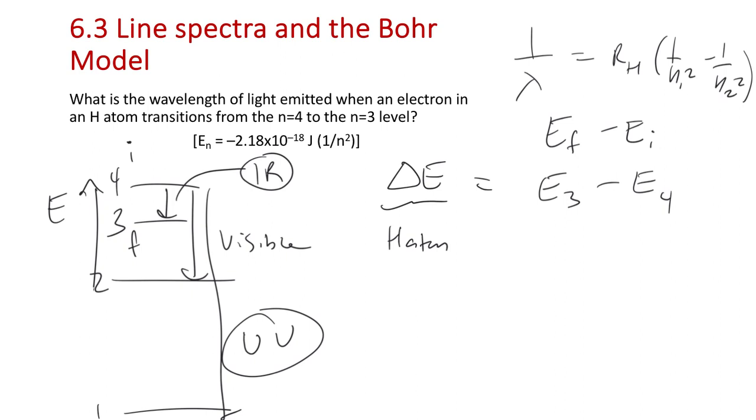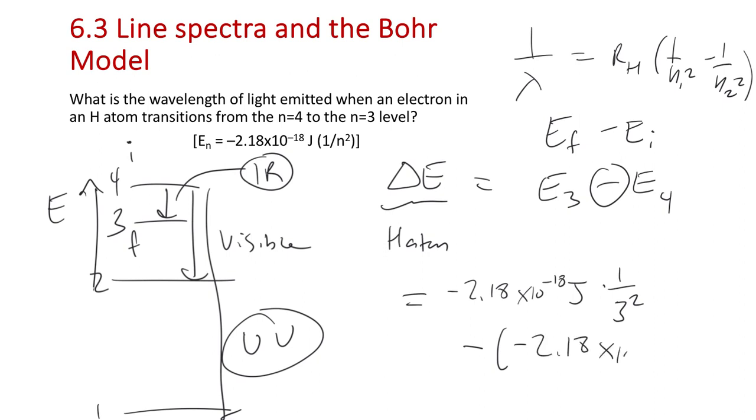So E3 is the energy of the n equals 3 state, my final state, and my n equals 4 state was the initial state. And so then I can just plug this in: minus 2.18 times 10 to the minus 18 joules, because that's my equation for energy as a function of n, negative 2.18 times 10 to the minus 18 joules times 1 over the n value squared. And then minus, keeping the minus sign here, E4 is still minus 2.18 times 10 to the minus 18 joules times 1 over 4 squared.